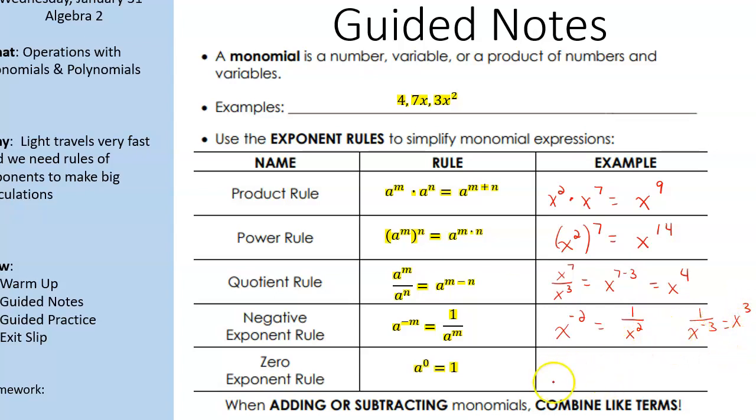And then our zero exponent rule, a to the 0 equals 1. Anything raised to the 0 power is always going to be 1. Doesn't matter what you raise, even 7x squared all raised to the 0 power, that's going to give us 1. Okay?